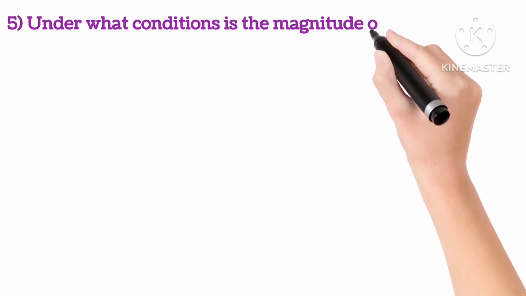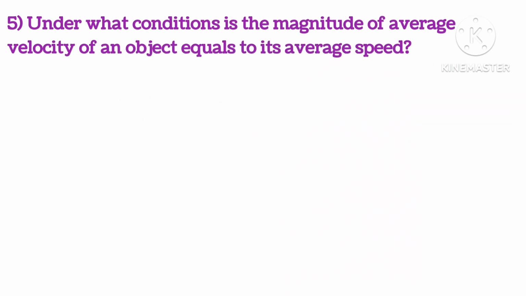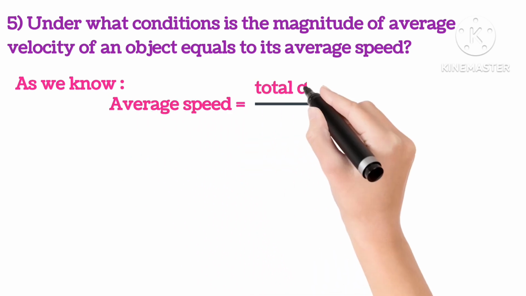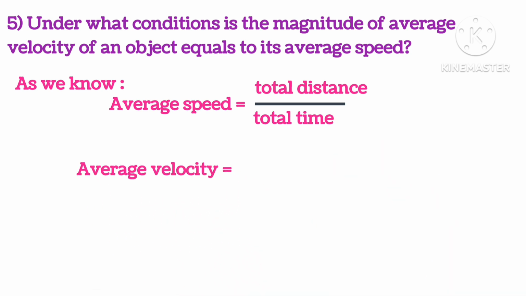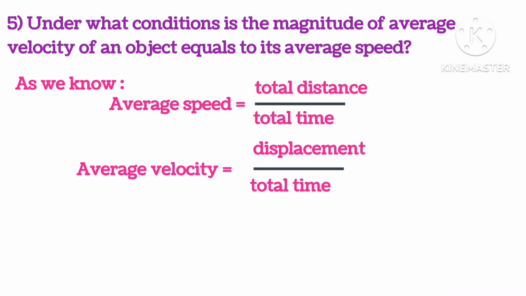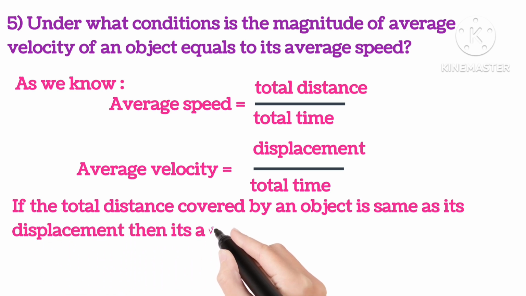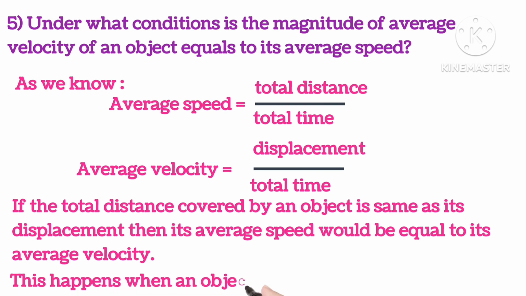Under what condition is the magnitude of average velocity of an object equal to its average speed? As we know, average speed is equal to total distance upon total time taken, and average velocity is the displacement upon the total time. So, if the total distance covered by an object is the same as its displacement, then its average speed will be equal to average velocity. This happens when an object is moving in a straight line.